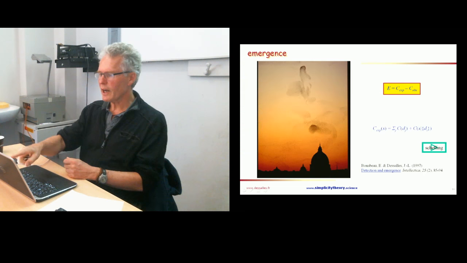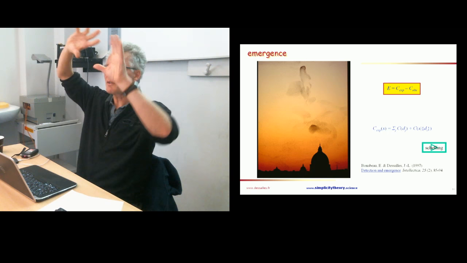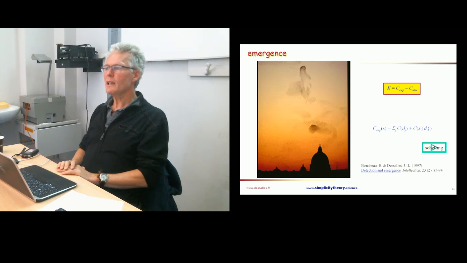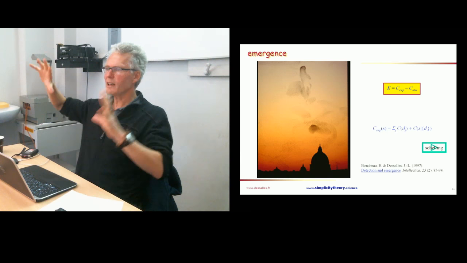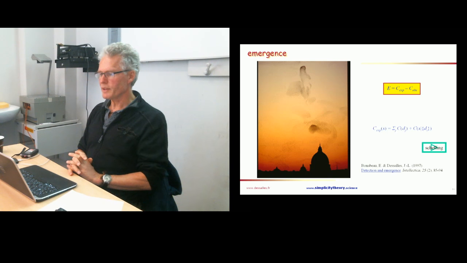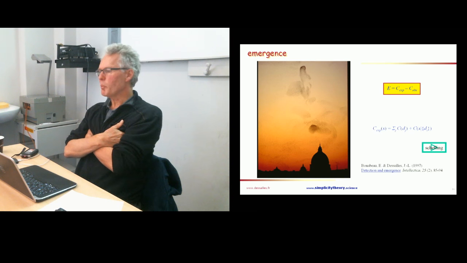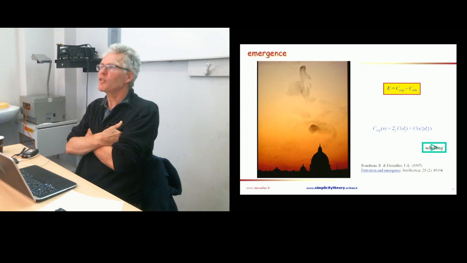In the picture here, I had the starlings flying. And you pay attention to a cloud, and the cloud seems to have a life of its own, as if the cloud was taking decisions. Of course, it's just the collection of individual birds. And to account for this, we provided a definition in 97 of emergence as complexity drop. So complexity understood as Kolmogorov complexity, which means size of a minimal description length or size of the best summary.